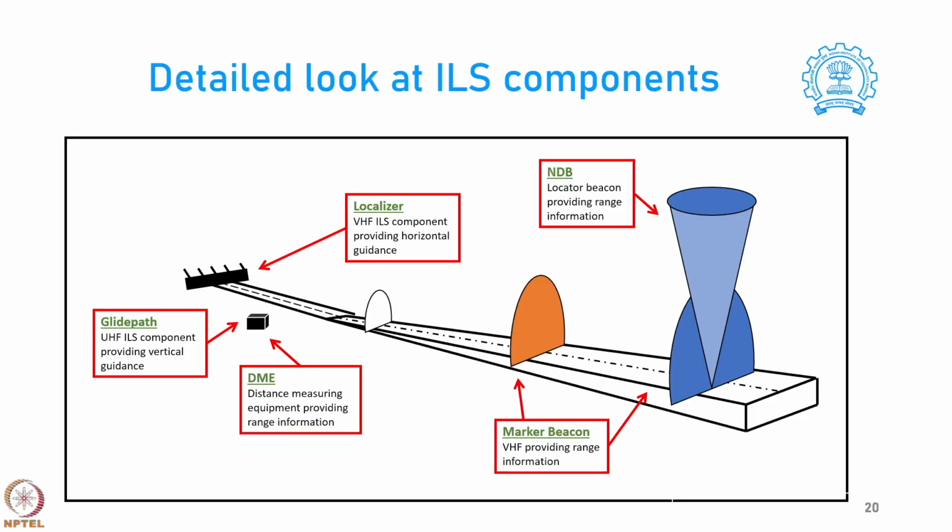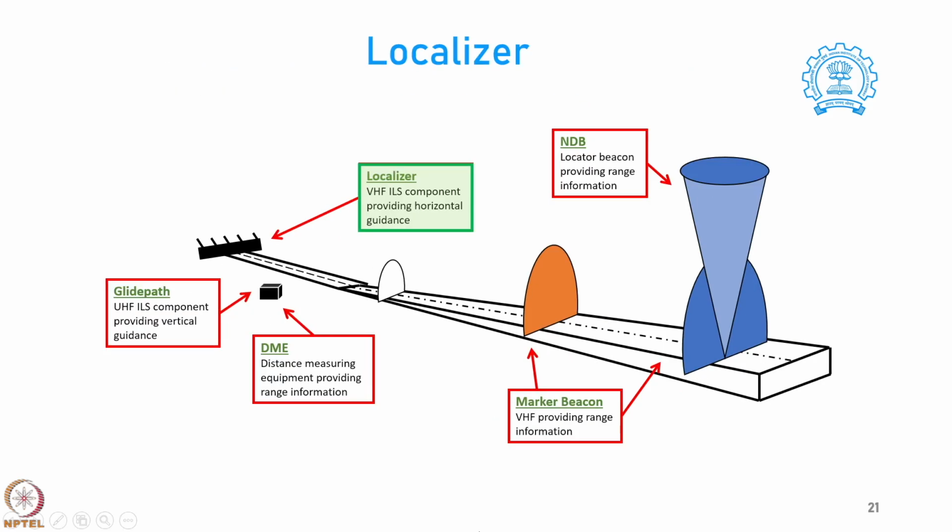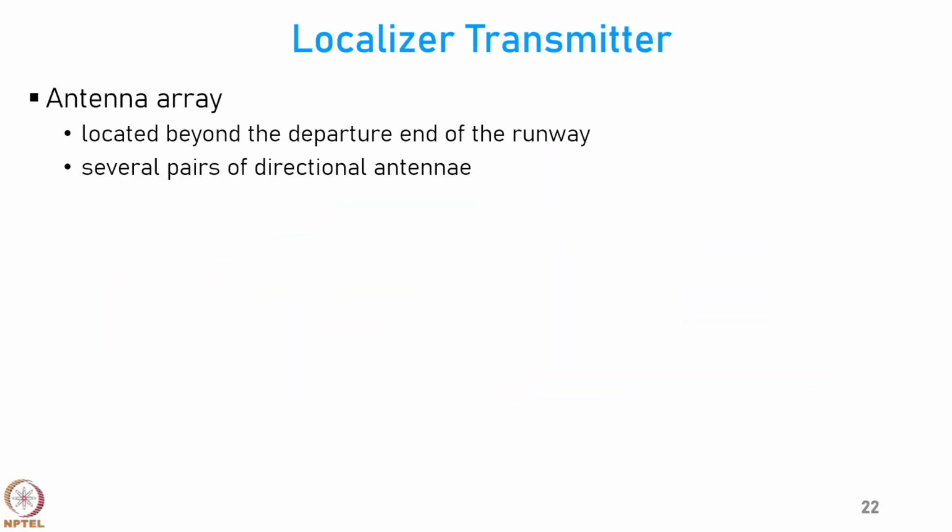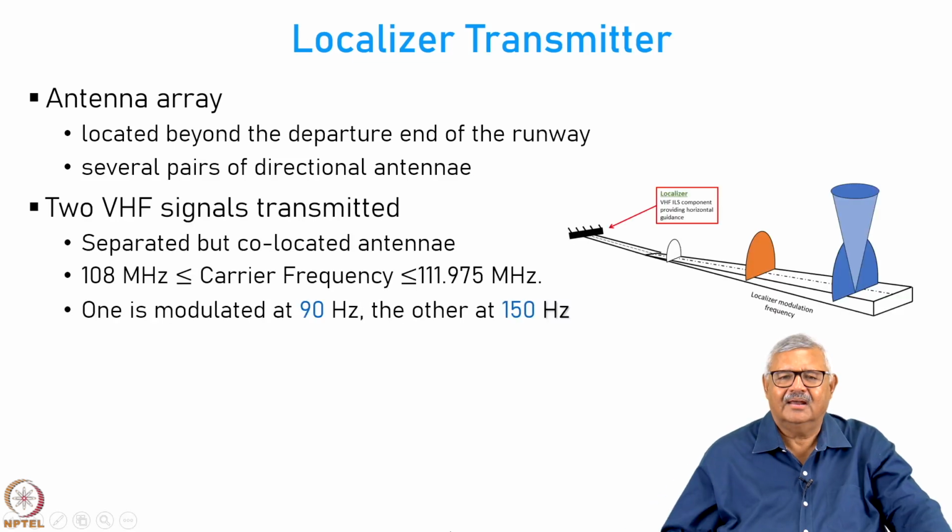Now, let us look at the components a little bit more in detail. This is the localizer. I have already mentioned to you what it is and what its purpose is. The localizer transmitter is basically an antenna array which is located beyond the departure end of the runway, and there can be several pairs of directional antennae in the localizer antenna. It transmits two VHF signals.